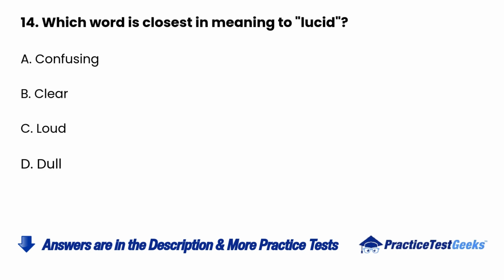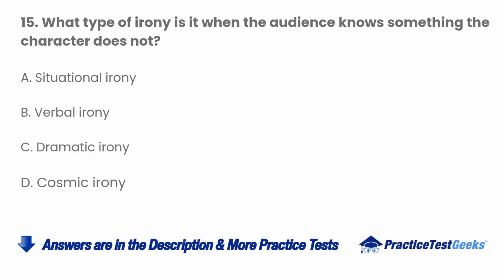14. Which word is closest in meaning to lucid? A. Confusing. B. Clear. C. Loud. D. Dull. 15. What type of irony is it when the audience knows something the character does not? A. Situational irony. B. Verbal irony. C. Dramatic irony. D. Cosmic irony.